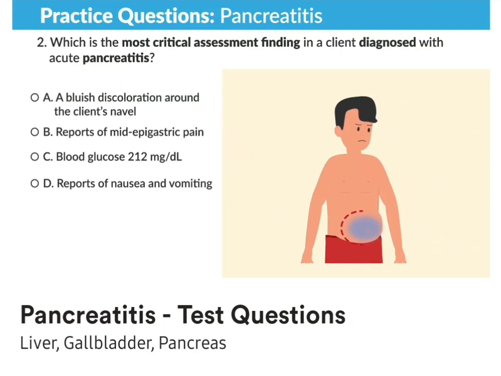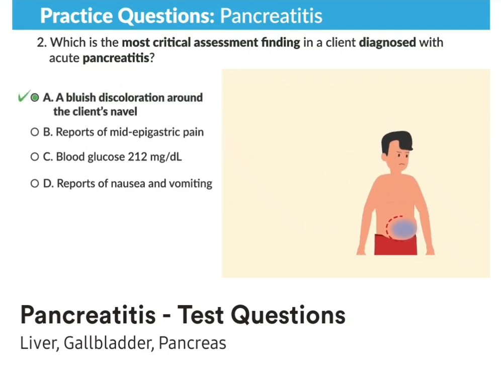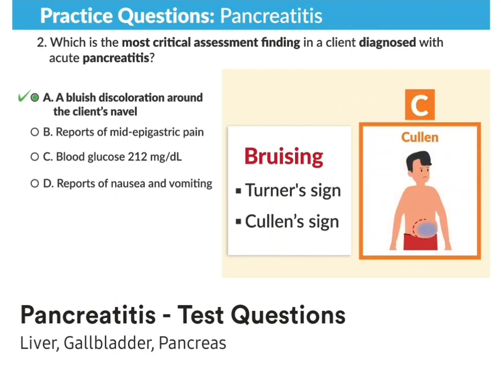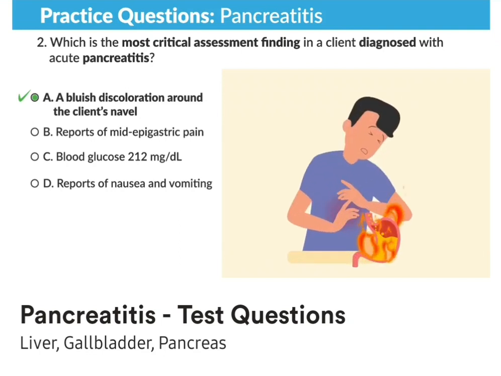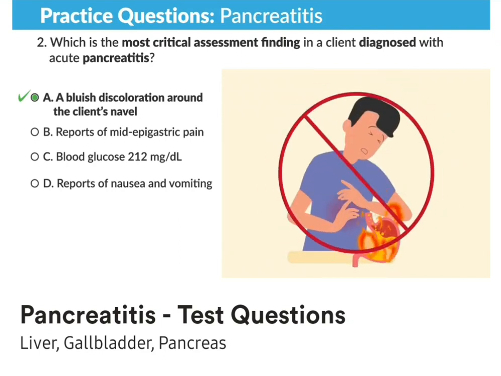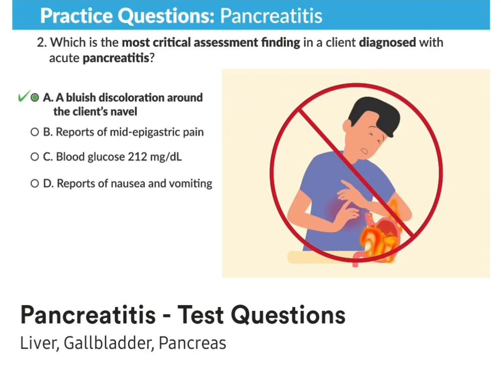Now looking at our options. Option A, a bluish discoloration around the client's navel. Yes, this is a classic manifestation for Cullen's sign, basically bruising around the belly button, which can indicate bleeding under the skin from hemorrhagic pancreatitis. Now, option B is incorrect. Reports of mid-epigastric pain. No, this is incorrect because it's common and to be expected with pancreatitis.